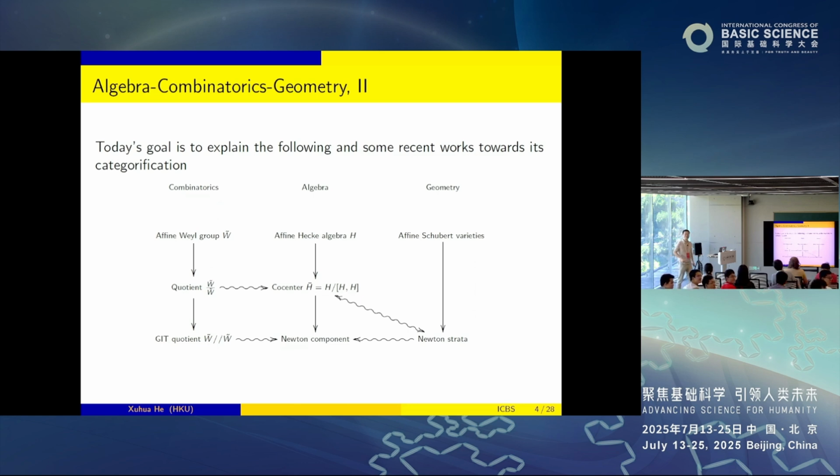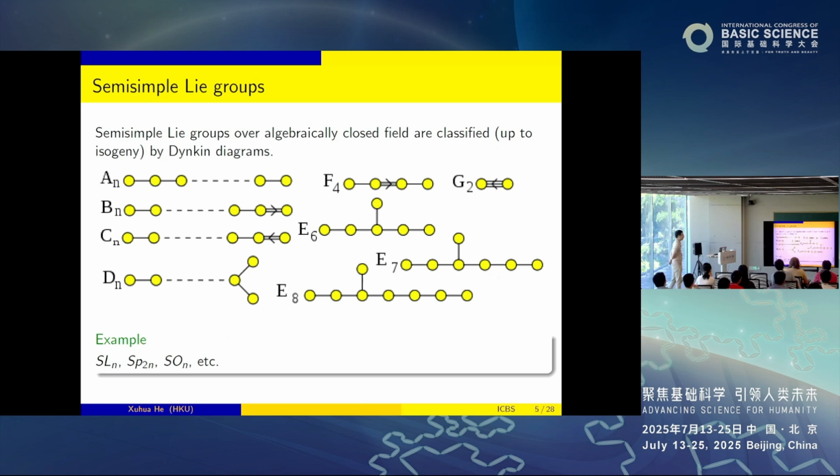And also my former postdoc Aaron Eliado. So towards the categorifications, and well, towards the conjectural character sheaves on the loop groups. Okay. First, let's start with, actually, I suppose everybody knows this.